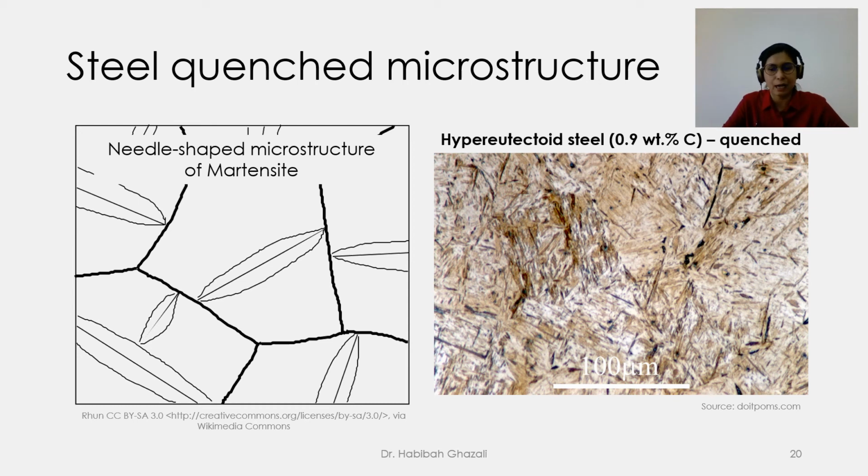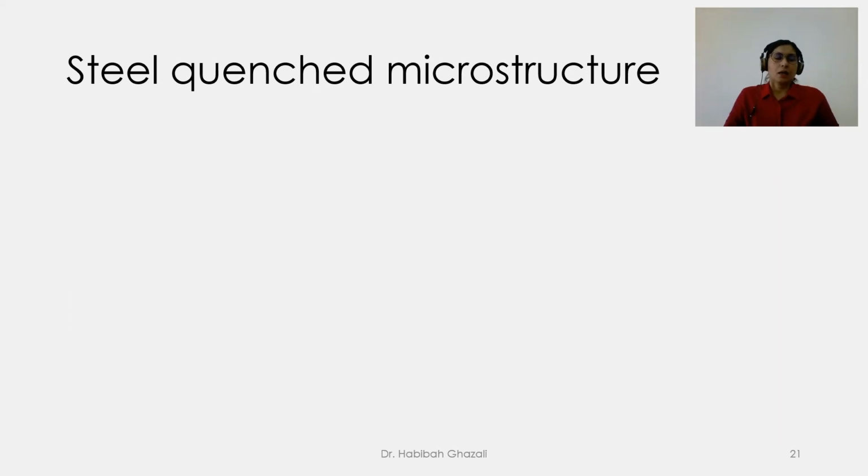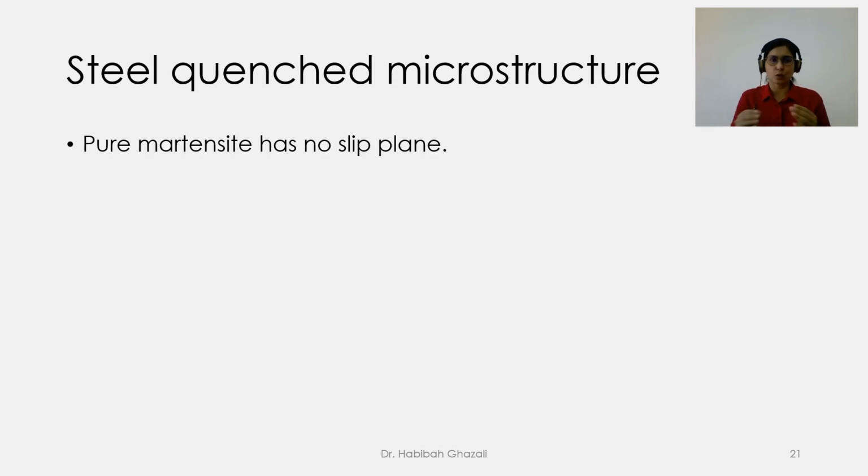However, it is also going to be very brittle. This brittleness is caused by the pure martensite, which has no slip plane, and also because of the small grain size that is formed during rapid cooling. So you actually strengthen this material, but at the same time, we reduce its ductility.